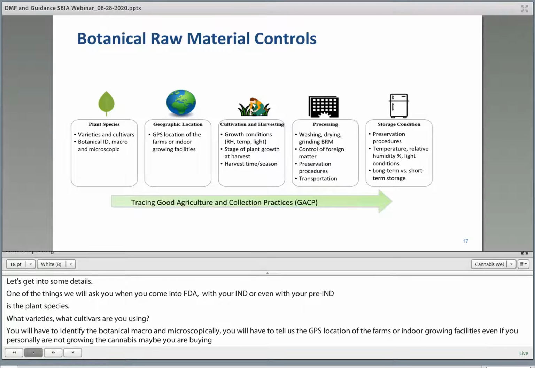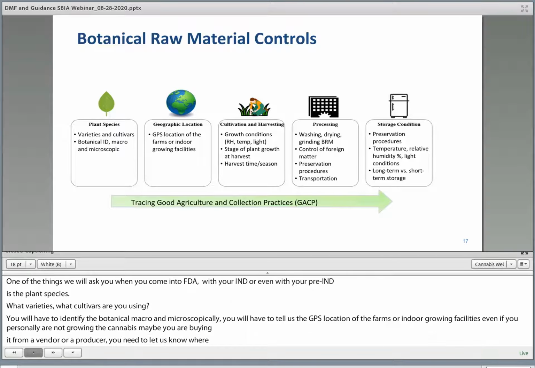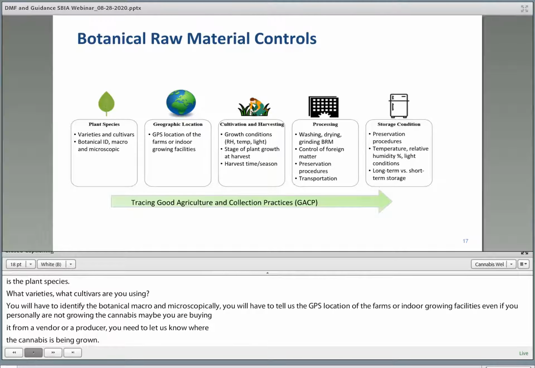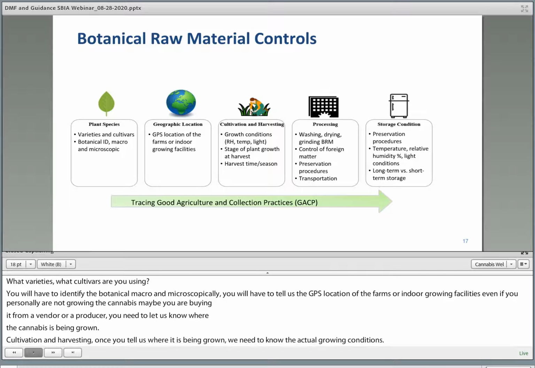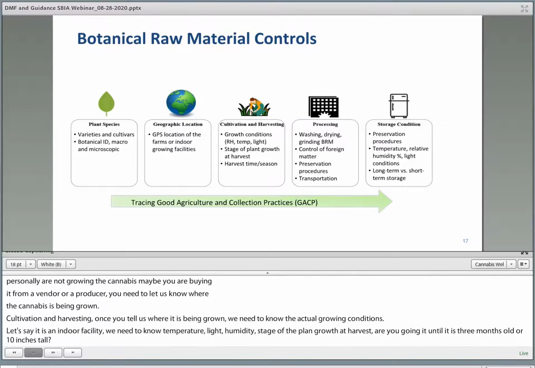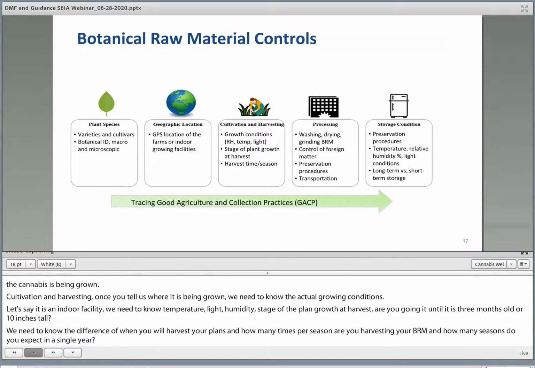Cultivation and harvesting. Once you tell us where it's being grown, we need to know the actual growing conditions. So let's say it's an indoor facility. We need to know relative humidity, temperature, light, things of that nature. Stage of the plant growth at harvest. Are you growing the plant until it's 3 months old, or are you growing the plant until it's 10 inches tall? We need to know the difference of when you're going to harvest your plant and how many times per season are you harvesting your BRM and how many seasons do you expect in a single year. Obviously, this varies with where your cannabis or any other botanical is being grown in the world because seasons are varying based on the GPS location.